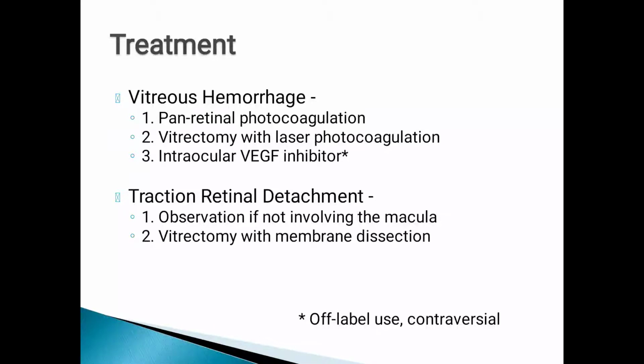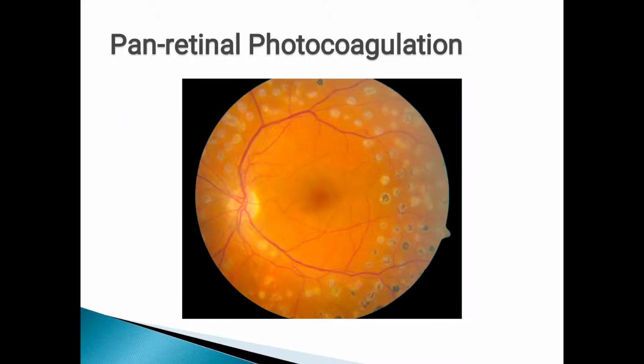And if the retina is detached, what we have to do is we have to again observe. If it is not involving macula, we just observe, and if it is involving macula, then we have to do vitrectomy with macular dissection. So this is a beautiful picture of pan-retinal photocoagulation. You see what these white marks are, the fresh laser marks, friend.